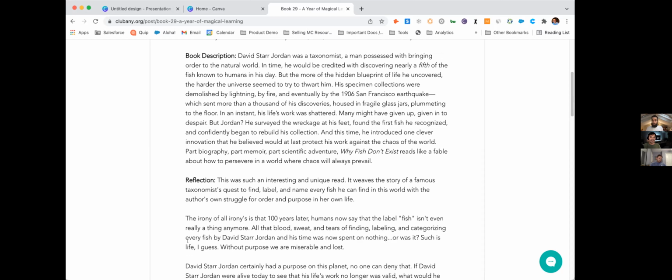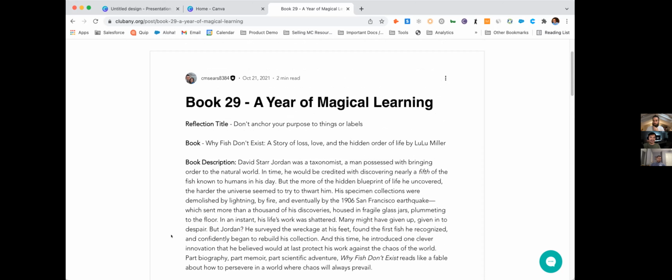However, if he really anchored his values on hierarchy and being right, and labeling things properly, and making sure things were documented for the future, I think he'd probably be devastated to know that fish don't exist anymore. So my general take is that this whole journey is about values and balance and purpose: don't anchor your purpose to things or labels.